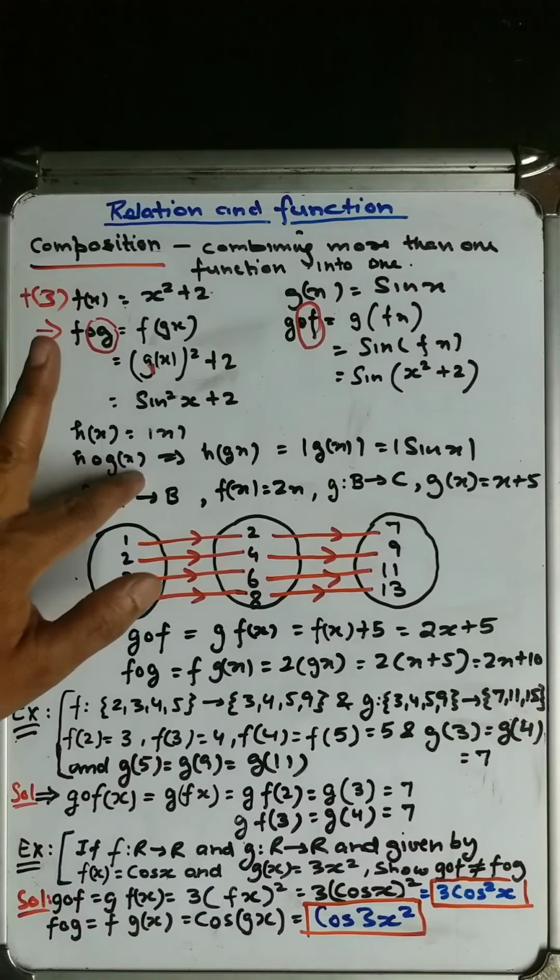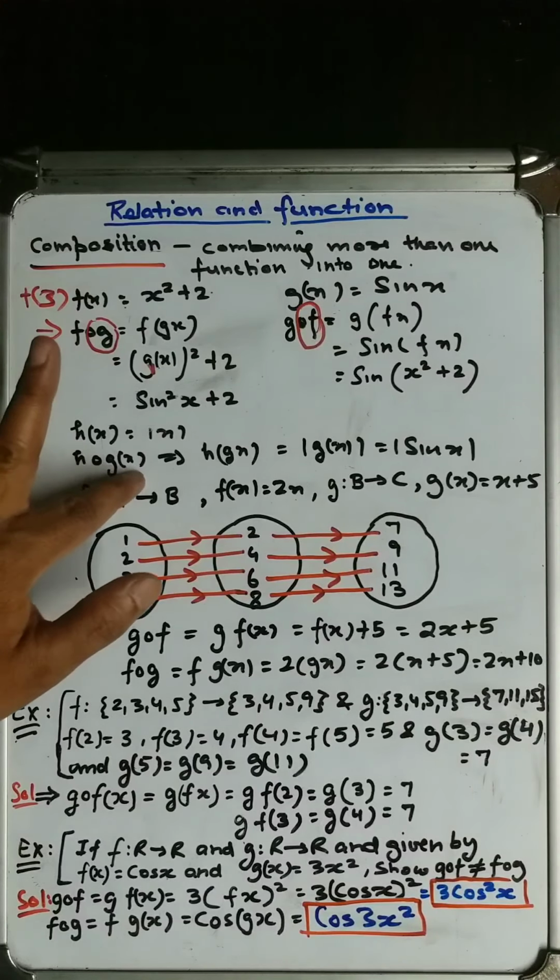Clear? But if we are taking f of g, taking out the value of f of g, on solving this further, we can see that we are getting 2x plus 10. So is it possible that g of f is equal to f of g? This is not equal. We can see that this is not equal. So every time f of g and g of f are not equal. Clear?